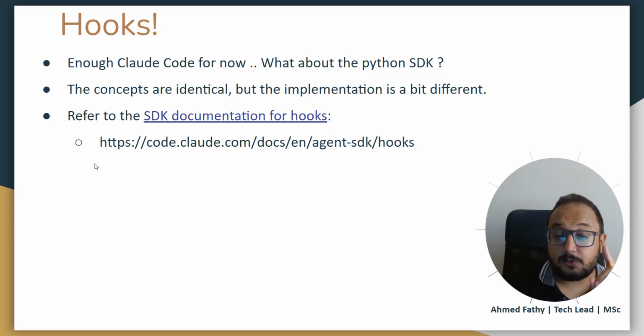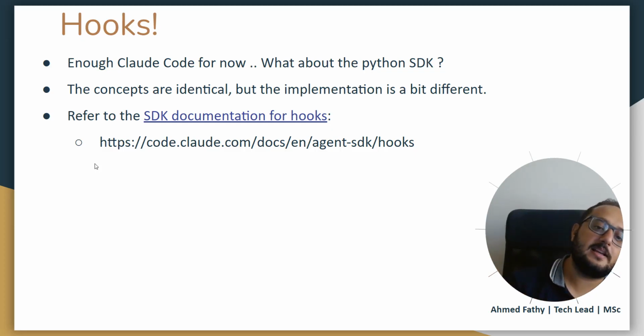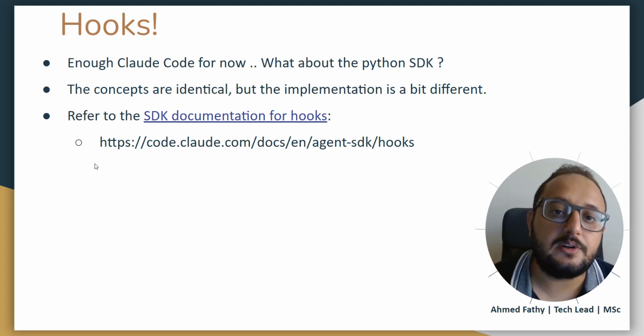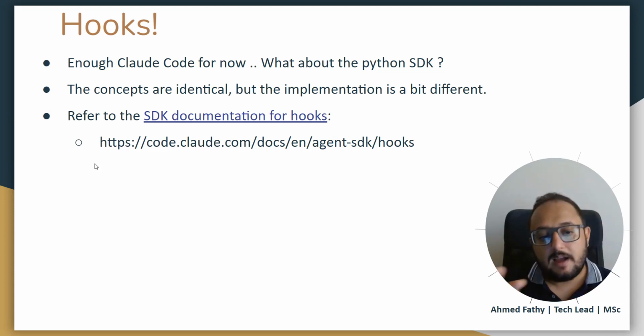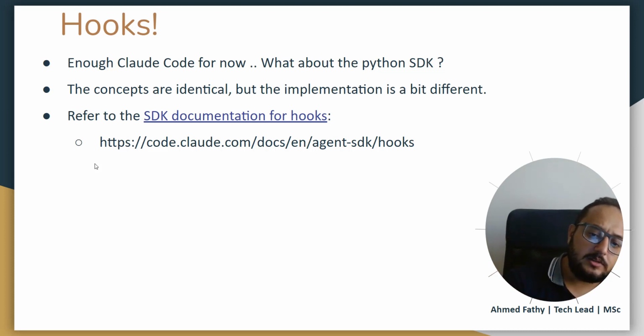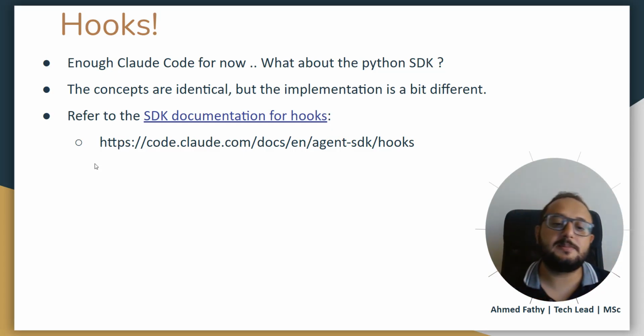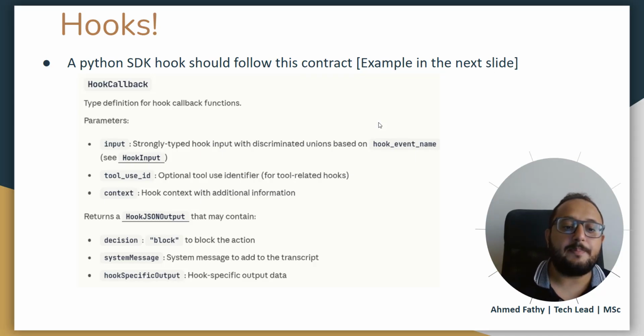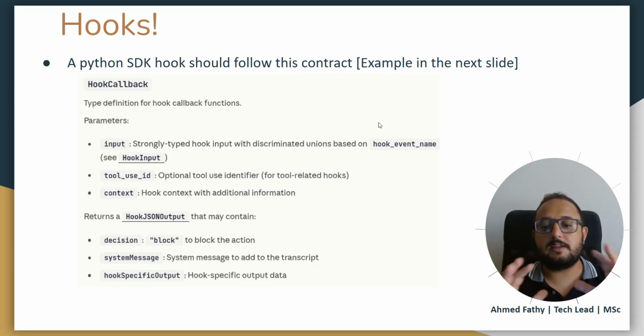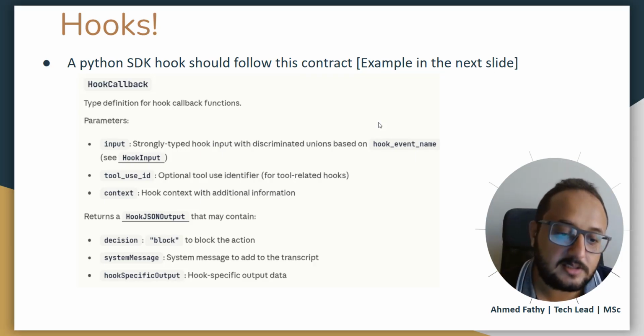And obviously the tool outputs, or the hook outputs, also print stuff into stdout as JSON, and we will cover the outputs of the tool as well. But we covered this for Claude Code. What about the Python SDK? The concepts are identical, but the implementation is a bit different. Again, you have the SDK documentation for hooks for more information. But in general, a Python SDK hook should follow this contract, and we'll have an example in the next slide.